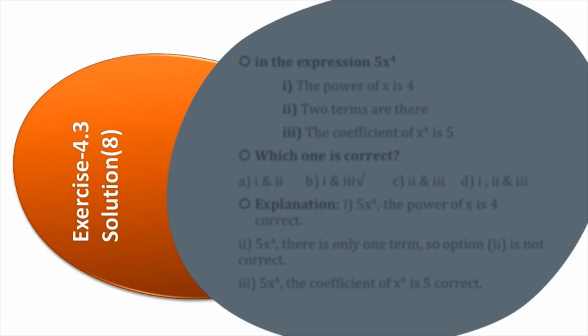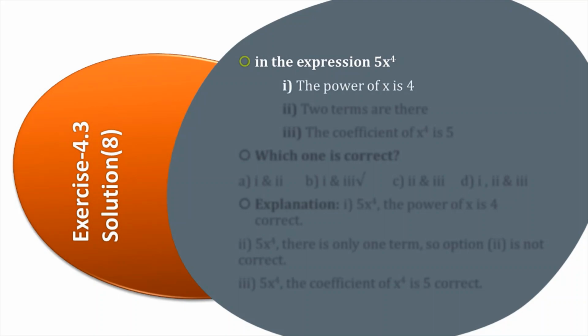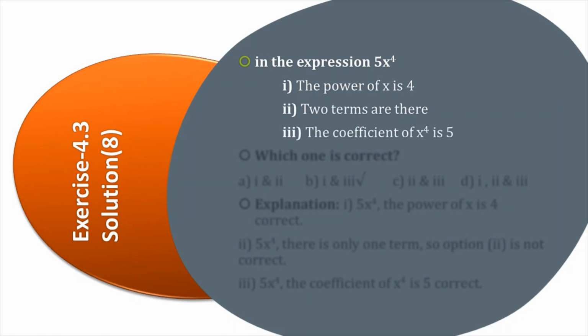This is solution number 8. Let us see the question. In the expression 5x to the power 4: number 1, the power of x is 4. Number 2, two terms are there. Number 3, the coefficient of x to the power 4 is 5. So which one is the correct answer, my dear?